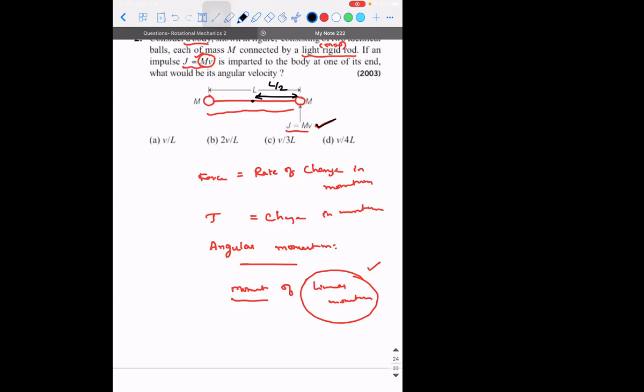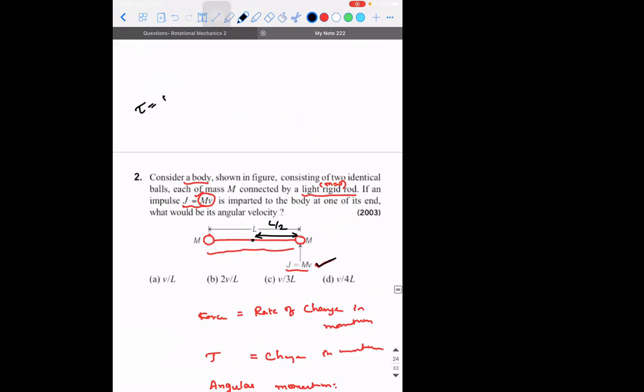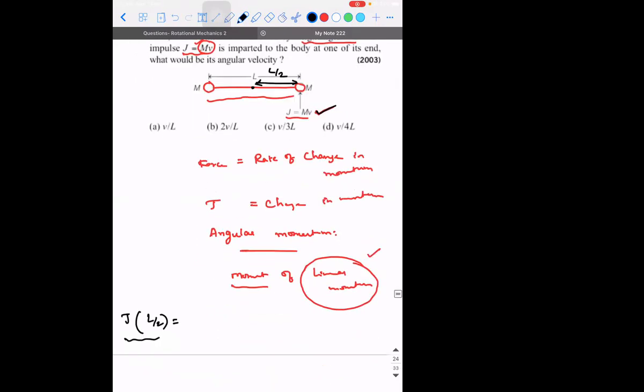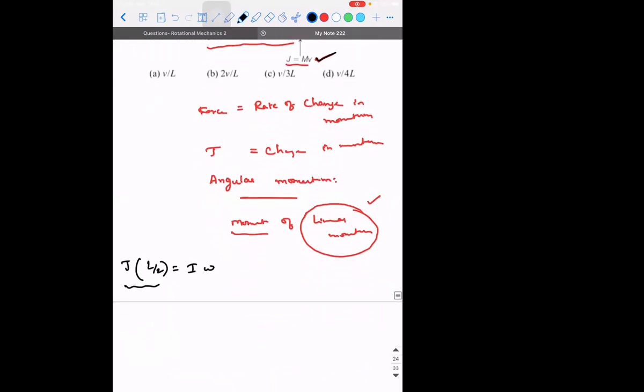Now tell me what is going to be the angular momentum caused due to the impulse. It is J into L by 2, that is equal to... Just as torque is equal to I alpha, where on the left-hand side I write force into R, the distance from the axis of rotation, here angular momentum will be equal to I into omega. Are you convinced with this equation? This is the answer, that's it. With this only you are going to get the answer, but I have explained the whole context. Shall I proceed?